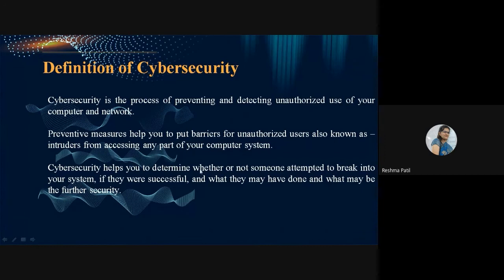Cybersecurity helps you to determine whether or not someone attempted to break into your system. So, the detection part comes here. It will help you know whether someone attempted to break into your system, whether they were successful, what they may have done, and what further security may be needed. If they were successful, this part is going to work. In detection, we first search for what they have done, and after that, for whatever losses there are, the remedy we give will be our further security.